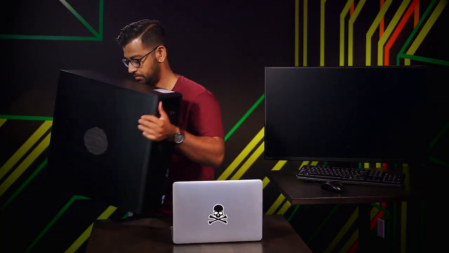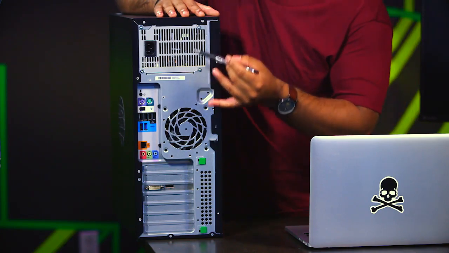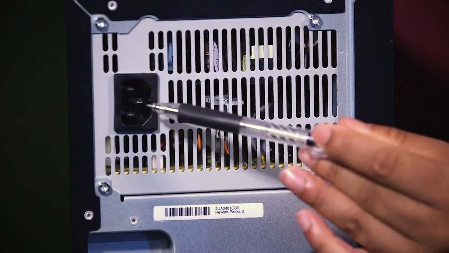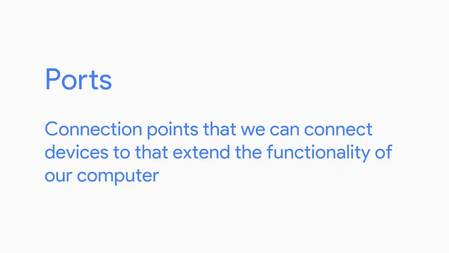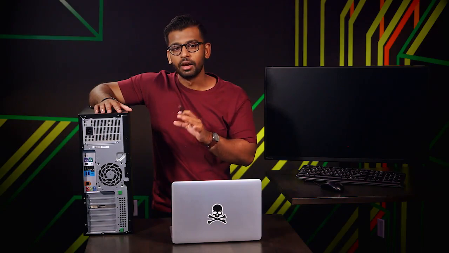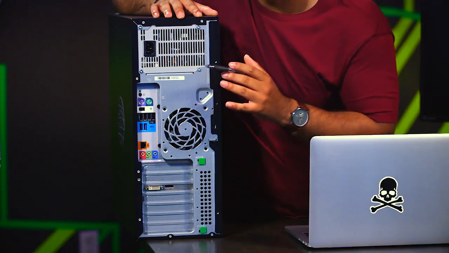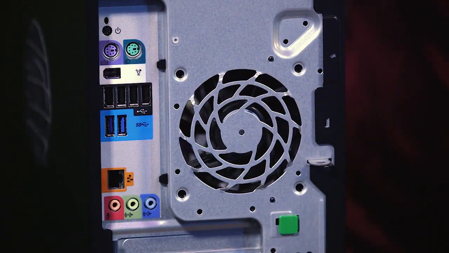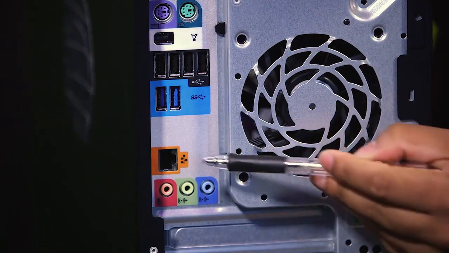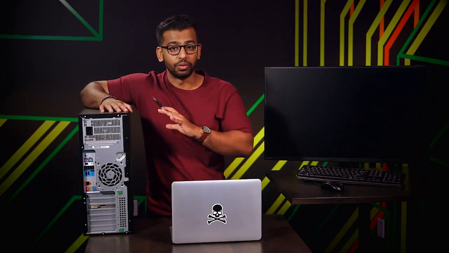Let's take a look at the back of the computer. You can see common connectors here. The power outlet here, and the common ports here. Ports are connection points that we can connect devices to that extend the functionality of our computer. We'll go into detail about the ports you see here in a later lesson, but here's a quick rundown. We have a port here to connect to a monitor, and a few ports here to plug your keyboard and mouse. There's another important one here for our network connection.